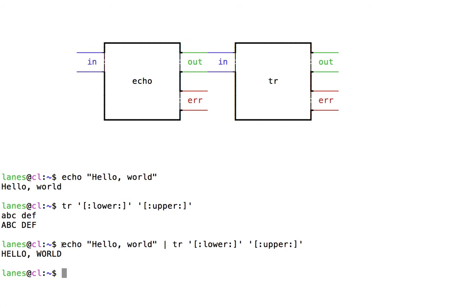Instead, echo printed our original message to its standard output stream. The contents of echo's standard output stream were sent into tr's standard input stream. tr read the contents of its standard input stream, translated the lowercase characters to uppercase characters, and then printed the result to its standard output stream. Because tr's standard output stream is still connected to the terminal, we now see the transformed message at the terminal.